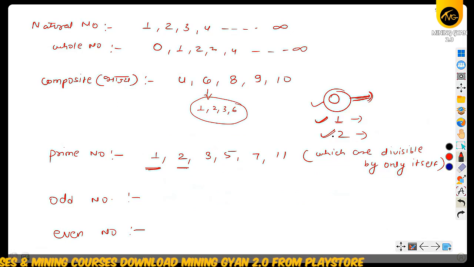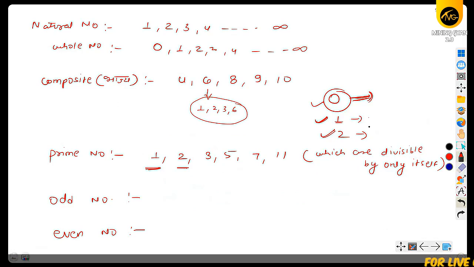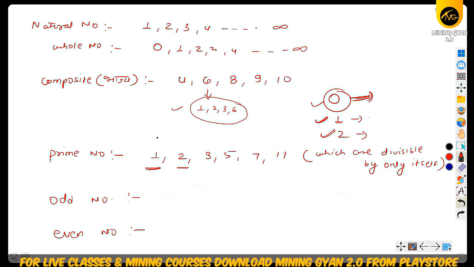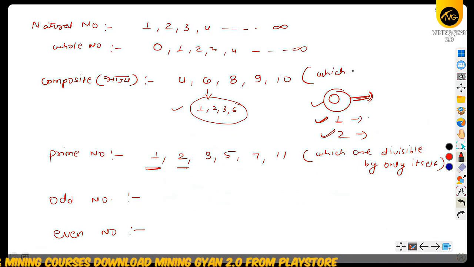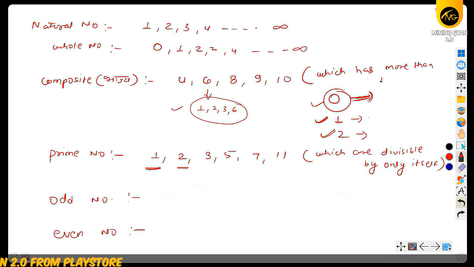So 0 is neither composite nor prime. 1 is a prime number, 2 is also a prime number, because these two numbers have less than or equal to two factors. All those numbers which have more than two factors are called composite numbers. And if any number has two or fewer factors, that is called a prime number, right?